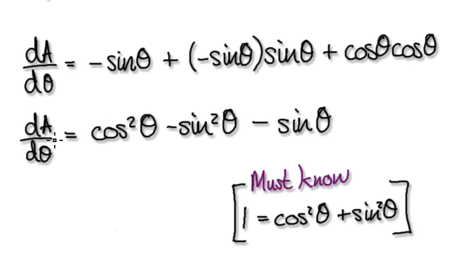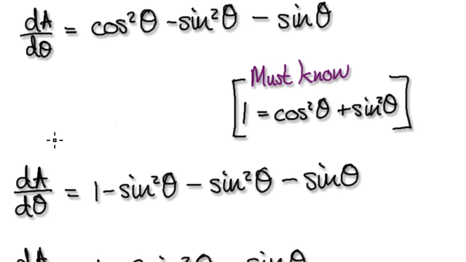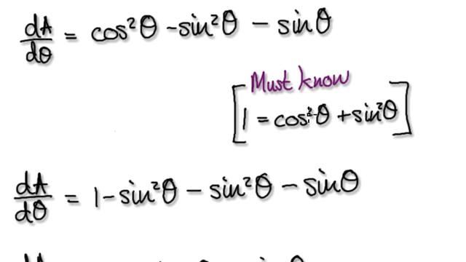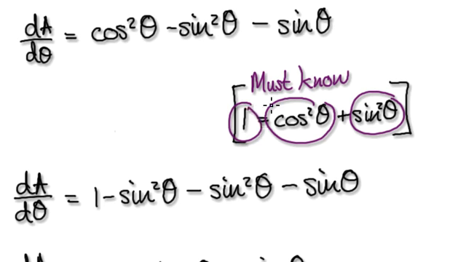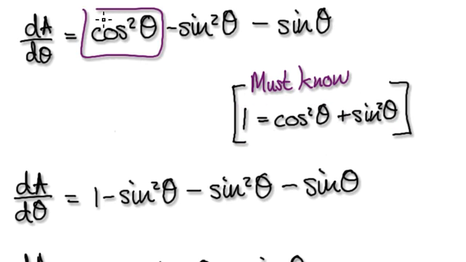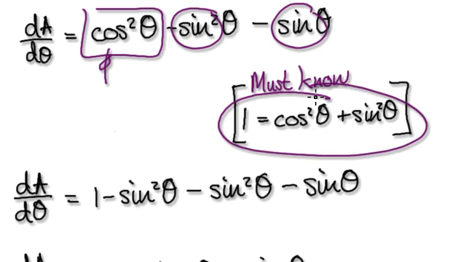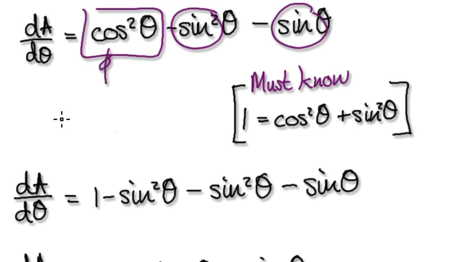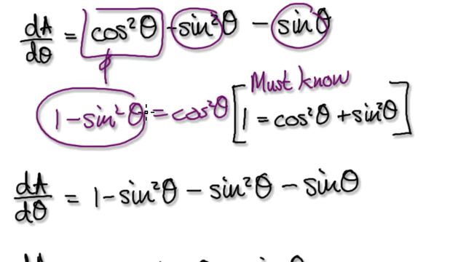Now this is one way of doing it. One way of doing this is to realize that cos squared theta plus sine squared theta equals 1. So if you look at this, you can rewrite the cos in terms of sine. 1 minus sine squared theta equals cos squared theta. So now you can put this into here, and everything will be in terms of sine.